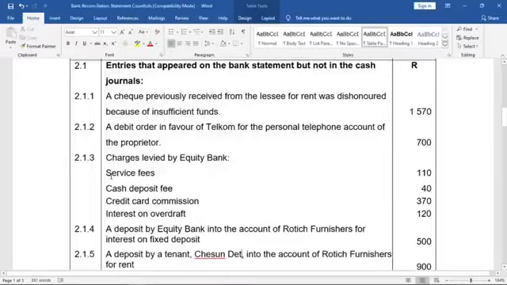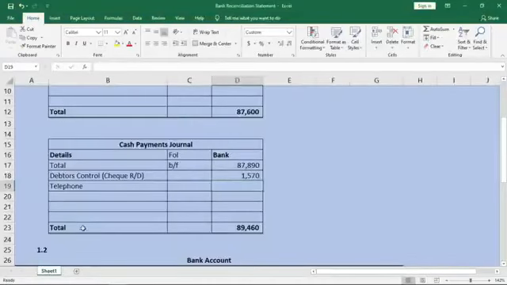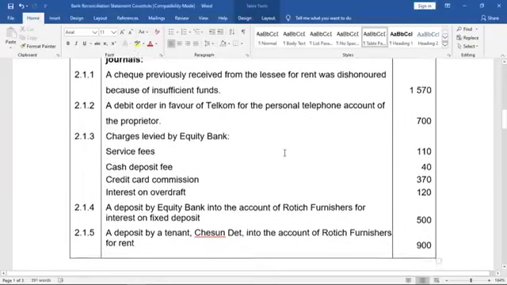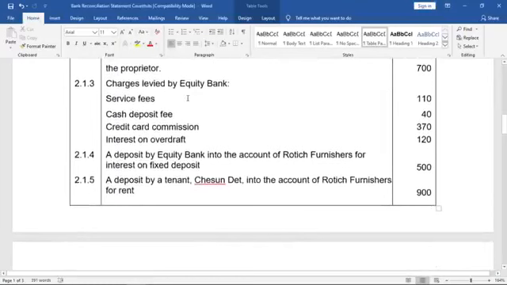I'm going to put the amount of 700 there. The folio here, you don't have to put anything. You can leave it blank. You'll still be marked correctly for the amounts that you put in the right place. Next one, charges levied by Equity Bank.